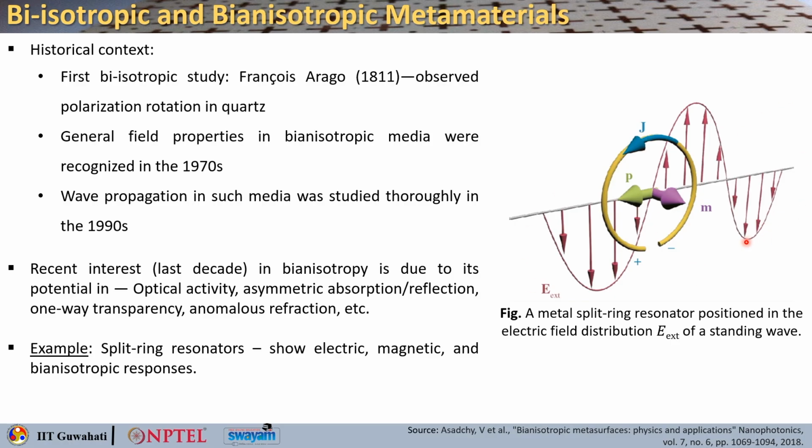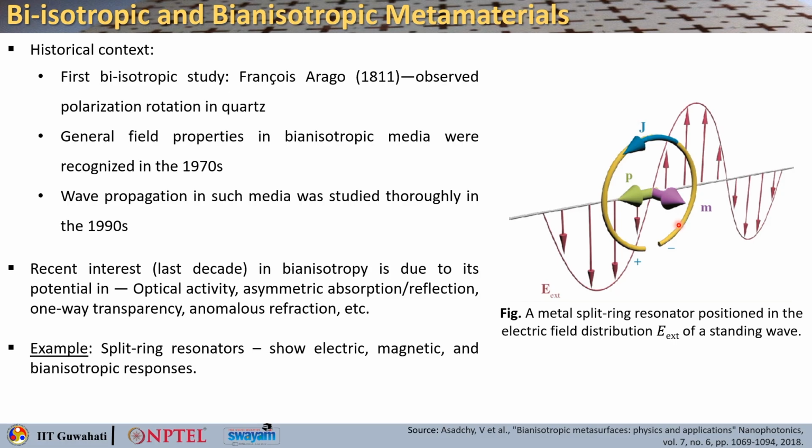Now, what you see here is that in addition to the electric and the magnetic polarization, this split ring resonator also possesses a bianisotropic response. How? You have to understand that the external electric field E here is basically exciting the magnetic dipole moment M, because of this current that is flowing through the loop. Since the resonator size is comparable to the wavelength, the induced polarization current J is non-local. That means it depends on the external field in the whole volume occupied by the resonator.